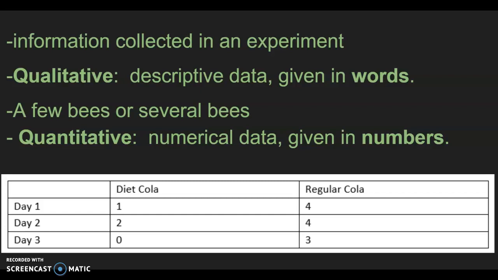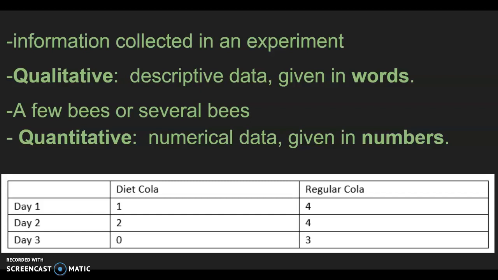Now, a few and several, a lot of times when you're using this descriptive data, might mean different things to different people. So sometimes this might be what you want to stay away from, but sometimes you have to use it. So if I'm talking about cloud cover, partly cloudy, mostly cloudy, that's the best way that I have to describe that. Now, quantitative, numerical data, so talking about numbers.